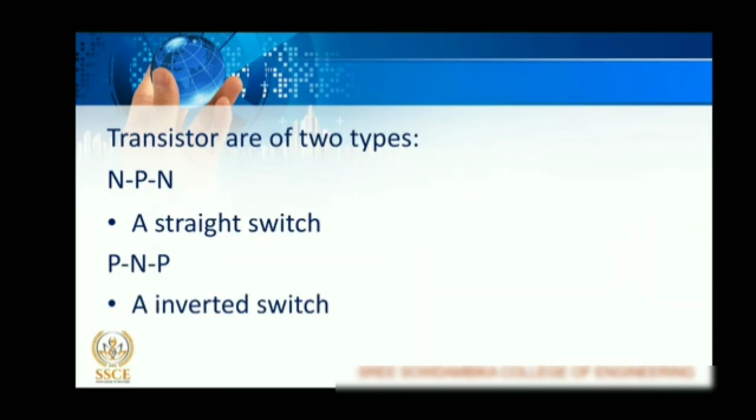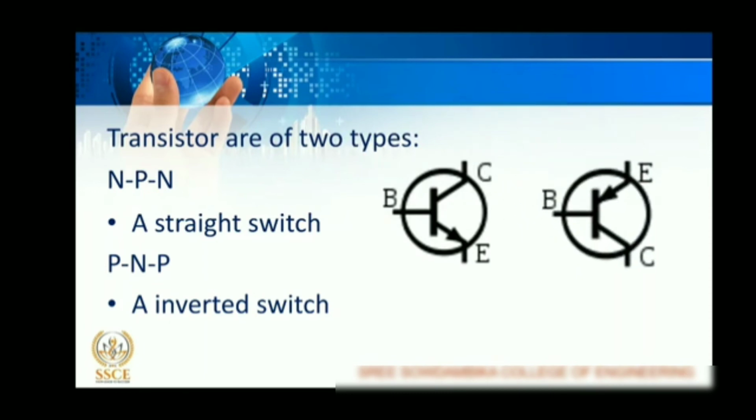Next, there are two types of transistor, that is NPN and PNP transistor. This is the NPN transistor and this is the PNP transistor. How do we classify these two? In an NPN transistor the arrow mark in the emitter points outwards, so it is called an NPN transistor. In a PNP transistor, the arrow mark in the emitter points towards the base, so it is called a PNP transistor. With the help of this arrow mark only, we can classify NPN and PNP. This arrow mark shows the flow of current. In an NPN transistor, current flows from collector to emitter. In a PNP transistor, current flows from emitter to collector.